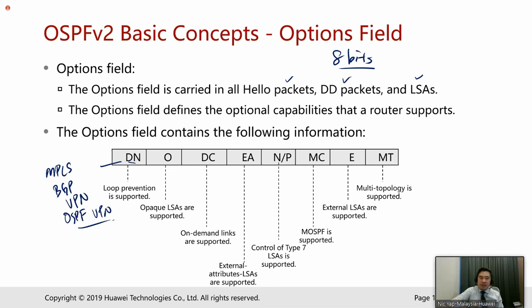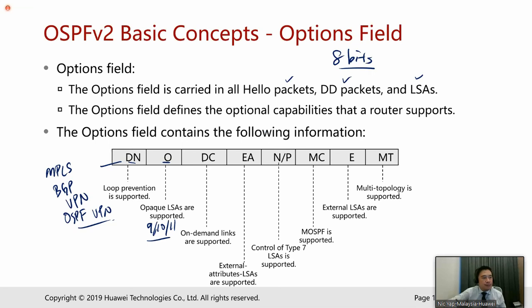It's called the DN bit. The second one is the O bit. The opaque LSA supported, it means that they support types 9, 10, 11. So let's say you want to go for MPLS TE, that is the thing you need to enable. You need to support 9, 10, 11.